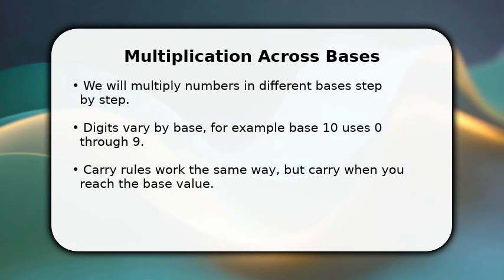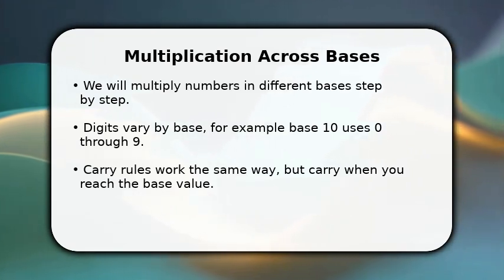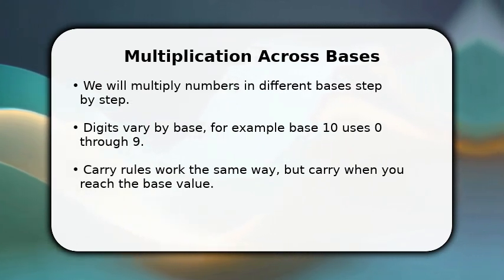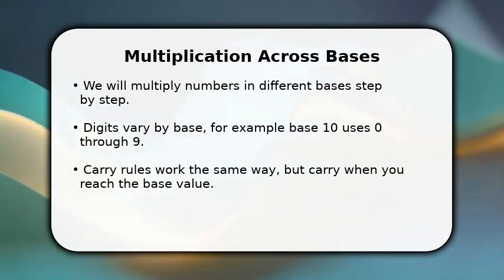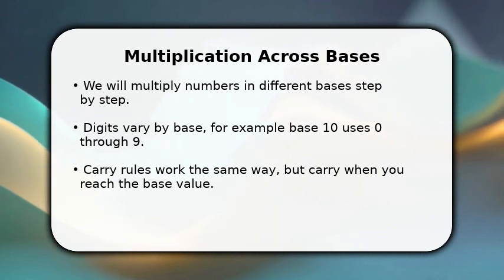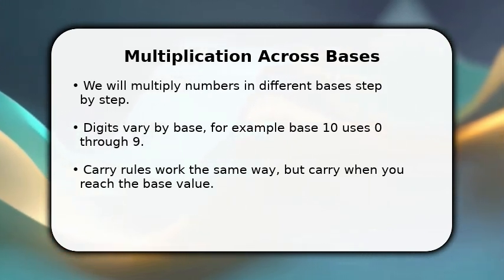We will multiply numbers in different bases step by step. First, identify the base and list valid digits clearly. Digits vary by base. For example, base 10 uses 0 through 9 and base 2 uses 0 and 1. Write numbers aligned by place value.